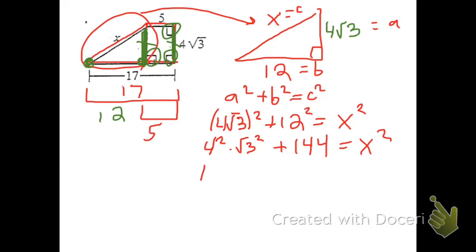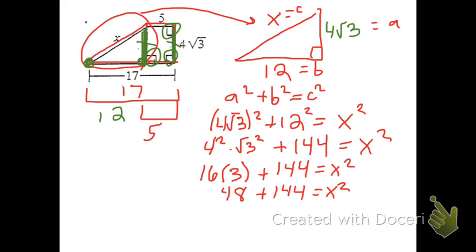4 squared is 16, and then we still have to multiply it by root 3 squared, which is just 3. So we have 16 times 3, plus 144 equals x squared. 16 times 3 is 48, plus 144 equals x squared. So now I'm going to combine like terms. So 48 plus 144 is 192 equals x squared. Now I'm going to take the square root of both sides and just change the color because it's getting a little messy.